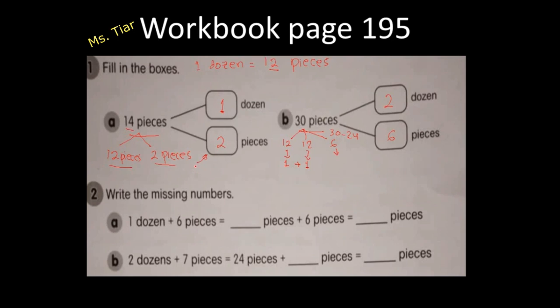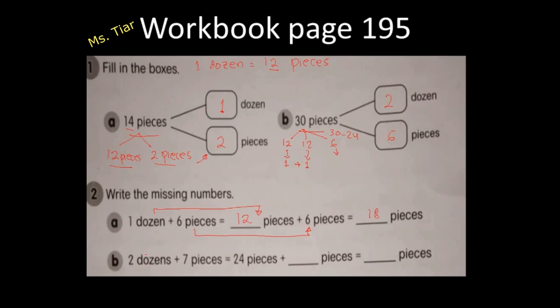Next, we need to find the missing numbers. We have to convert it all from dozen to pieces. So 1 dozen here, we have 12 pieces. You put the conversion here, 12 pieces, and then the 6 pieces, you put it here. Now 12 plus 6, we get 18.